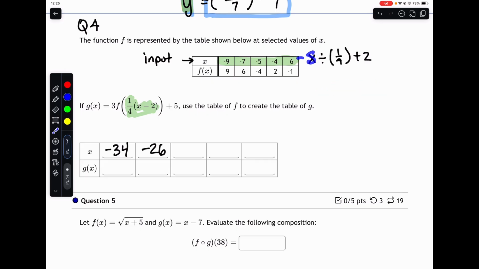Now, -5 divided by 1 over 4, that's -20. Plus 2 more is -18. -4 divided by 1 over 4 is -16. Plus 2 more is -14. And then finally 6. 6 divided by 1 over 4 is 24, plus 2 more is 26.